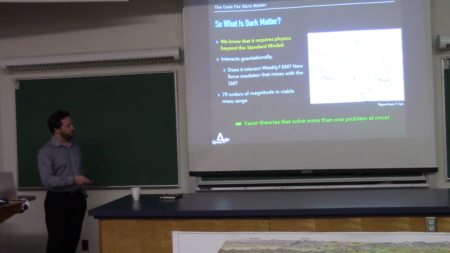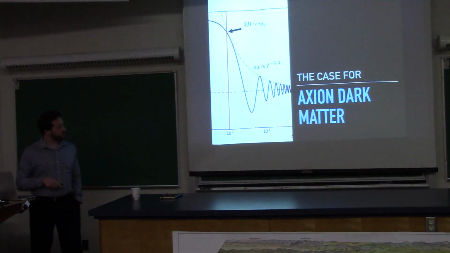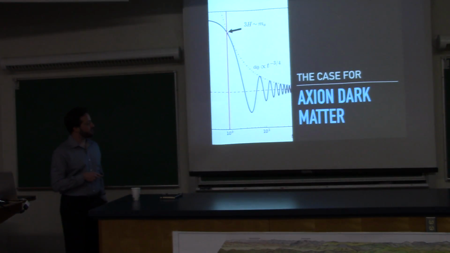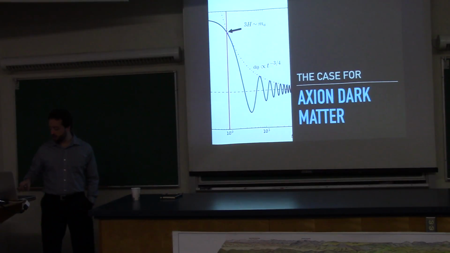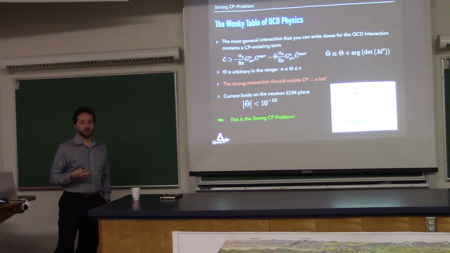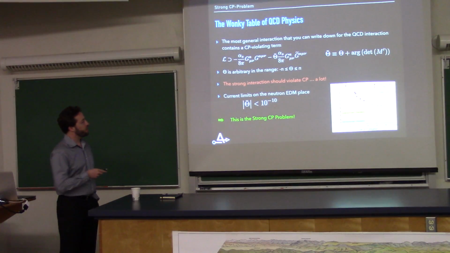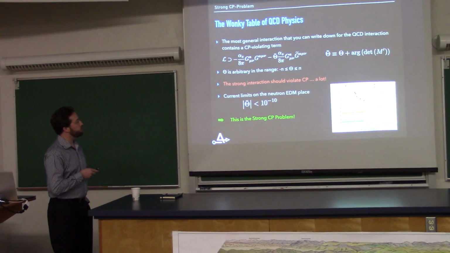From an experimentalist point of view, a place to start is we typically favor theories that solve more than one problem at a time. So with that, I'm going to make the case for axion dark matter. It has been known for a long time that the axion is a dark matter candidate, but it was actually originally introduced in order to solve a problem in the Standard Model. And this problem is known as the strong CP problem.